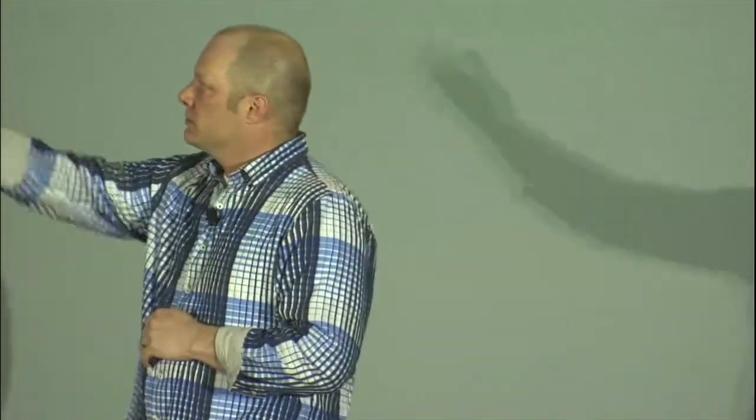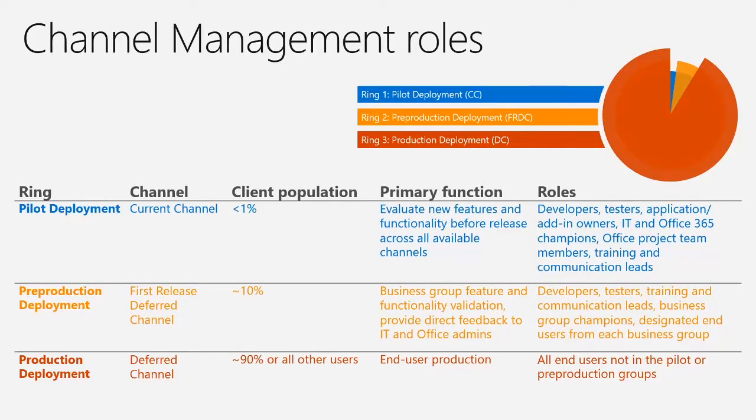So if I go to channel management roles, and this was directly to the question around, it's good to have some users on current channel, some users on FR, or first release channel, and some on deferred. So what we typically see in the enterprise space at the large scale customers, most customers look at their broad user base, like their finance departments, HR departments, et cetera, going on deferred channel. So you can see that down at the bottom here, and it's depicted by the large Pac-Man up at the top, right? Most of my population is on deferred channel. It solves some of those problems around communication, training, LOB validation.